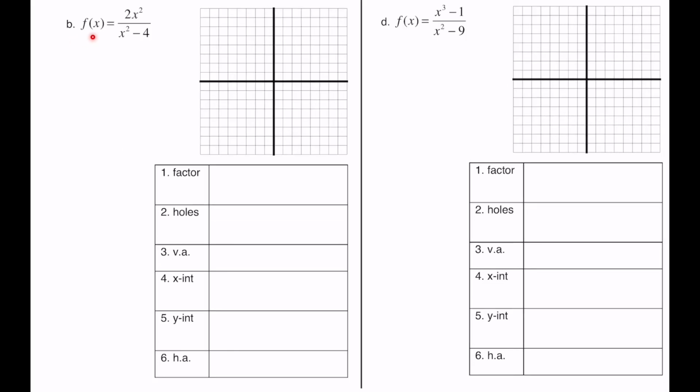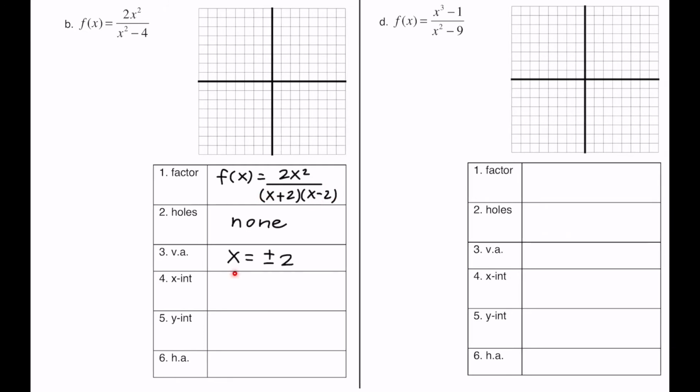Part B, we have f of x equals 2x squared over x squared minus 4. So the first step, we're going to factor. And there's no common factors on top and bottom, so nothing cancels. Therefore, we don't have any holes. To find the vertical asymptote, you think about what would make the denominator equal to 0. So that's going to be negative 2 and positive 2. So I wrote that as x equals plus or minus 2.